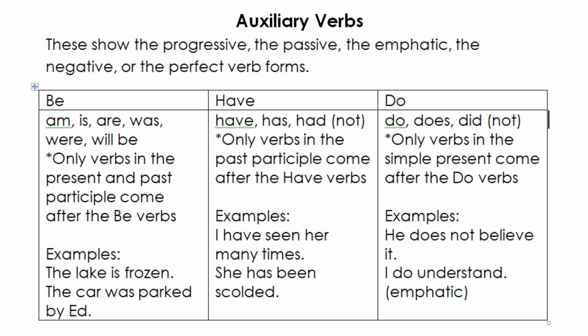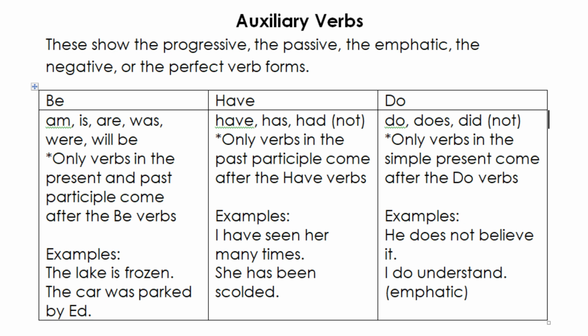The be verbs. The first group is the be verbs: am, is, are, was, were, and will be. These are used with the present participle or past participle forms of the main verb. Examples: the lake is frozen. The car was parked by Ed. So, whenever you see am, is, are, was, or were before another verb, remember, they're not acting alone. They're helping to show a state or an ongoing or completed action.